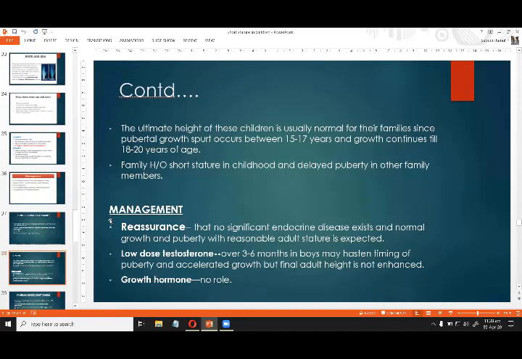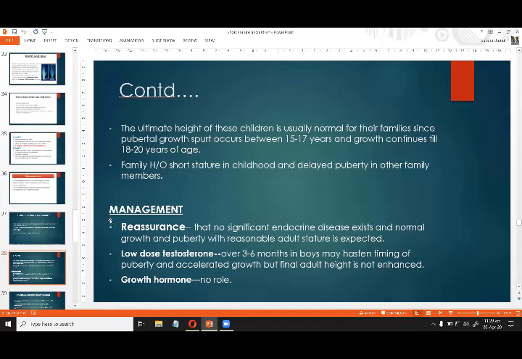So, how will you manage it? You will first of all reassure the parents that there is no significant endocrine cause, and normal growth in puberty with reasonable adult height will be achieved. All they have to do is to wait and see and be patient. No significant treatment is required.